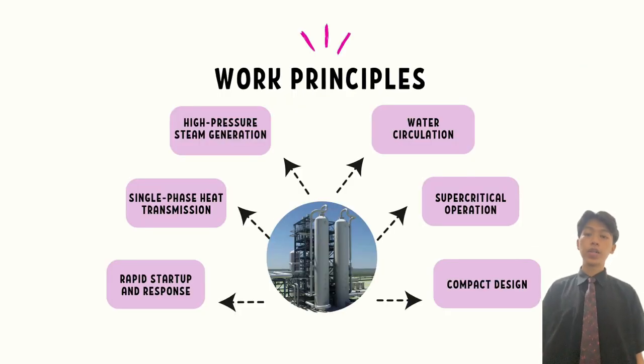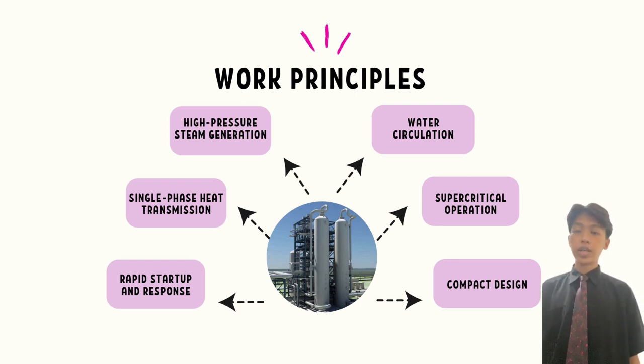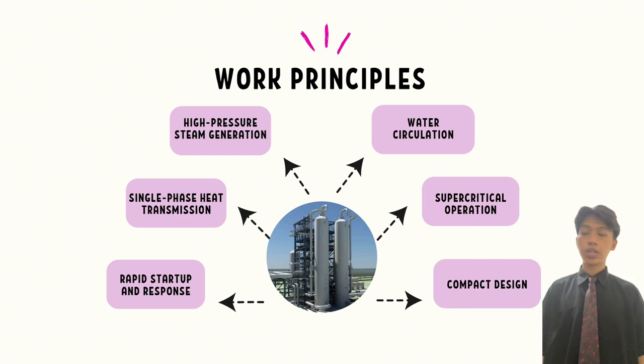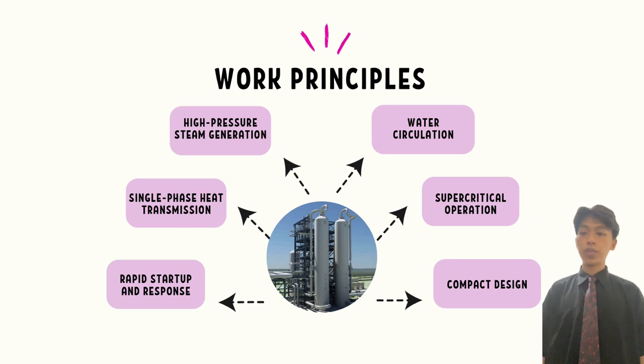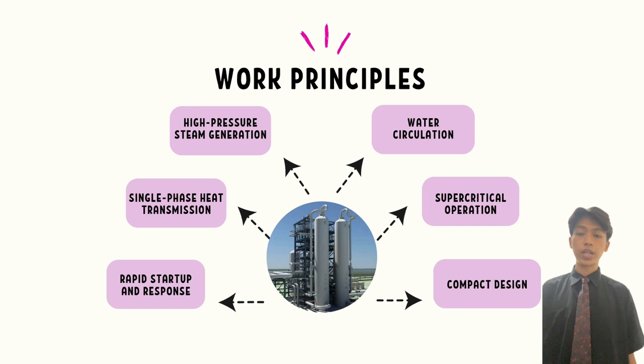So now let me explain the working principle in Benson boiler. First, high pressure steam generation. The Benson boiler runs at extremely high pressure and temperature, generally above water critical point. Second, water circulation is the process of pumping high pressure water into boiler tubes. As it flows through the tube, it collects heat from the combustion process and converts to supercritical steam.